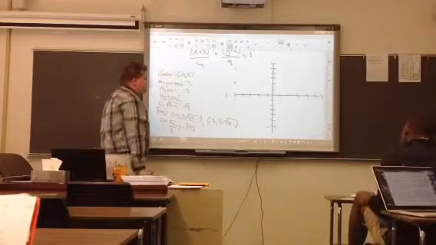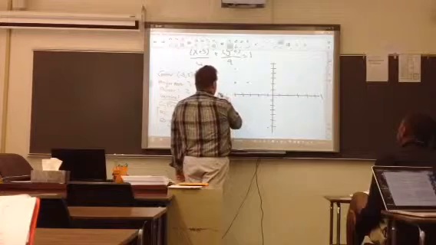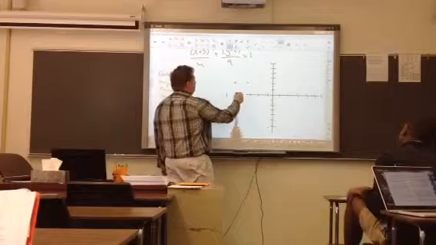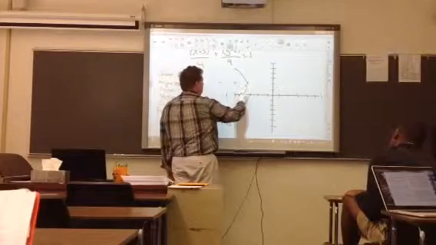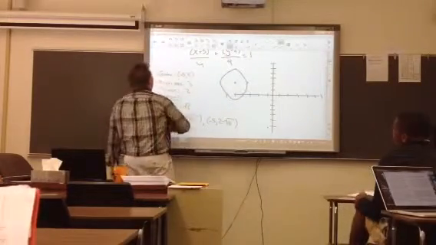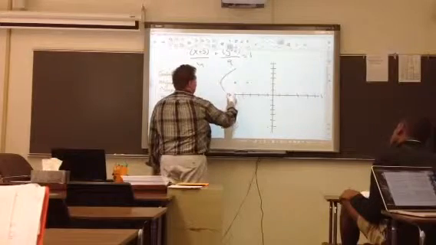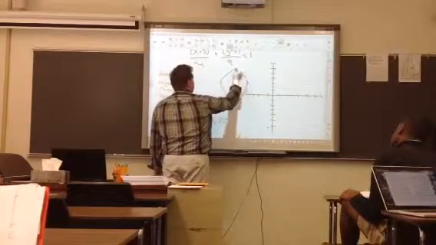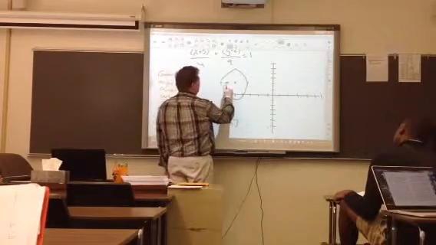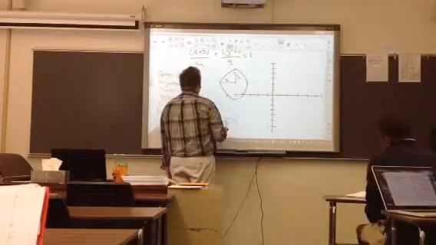Minor axis is 2. That means I'm going to go 2 in either direction for that. So my first one's right there, and my other one would be right out here. Now if I connect these dots, it's a little bit better. That one should be 2 and that one should be 3. They're not because it's sloppy drawing.